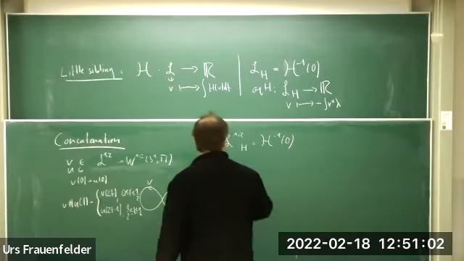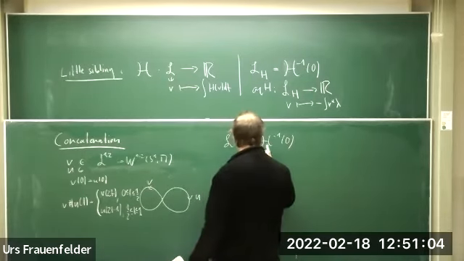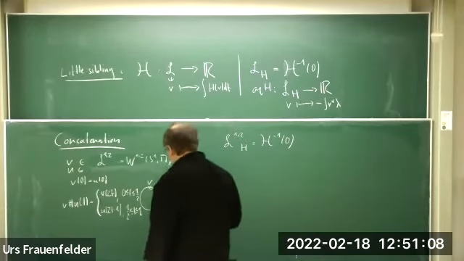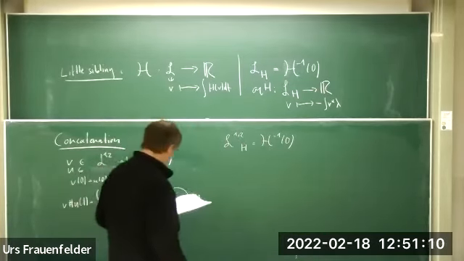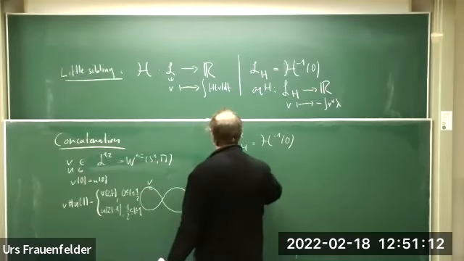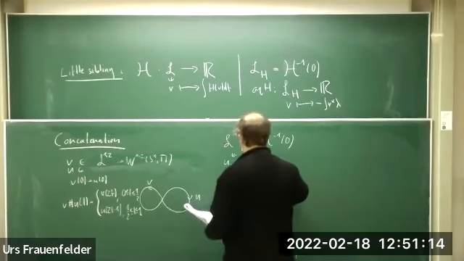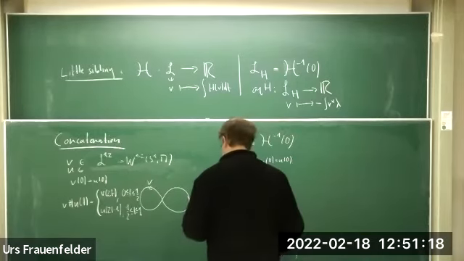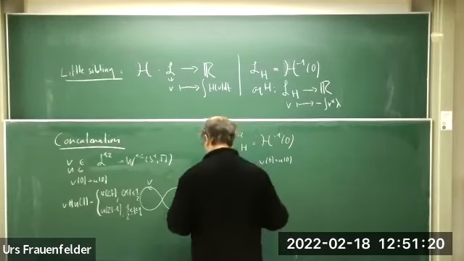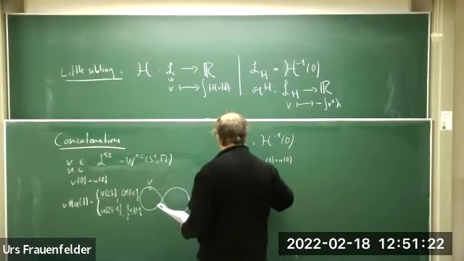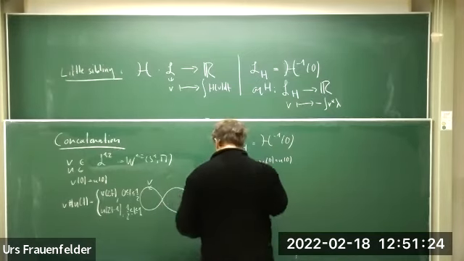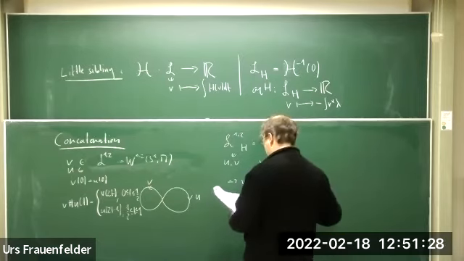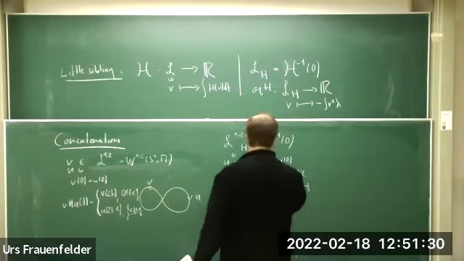And if you have two loops of mean value 0, their concatenation will also have mean value 0. So if you have here two loops with common starting and end point, then this concatenation is still in this space.